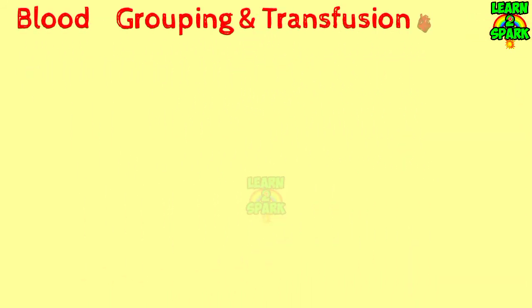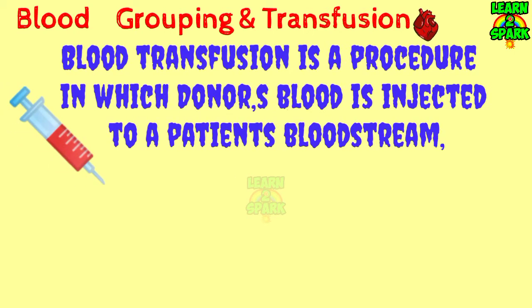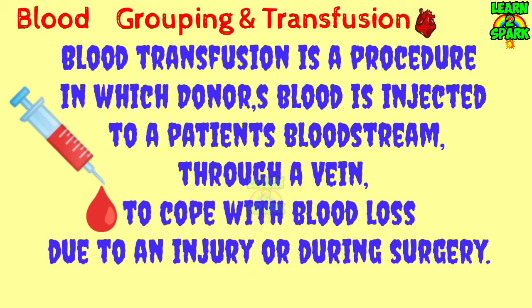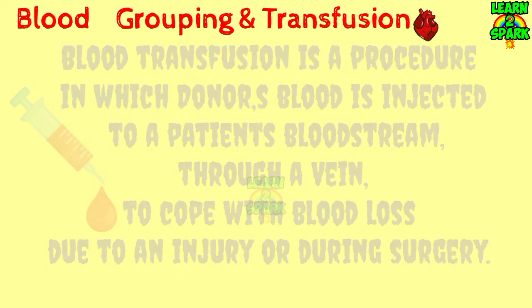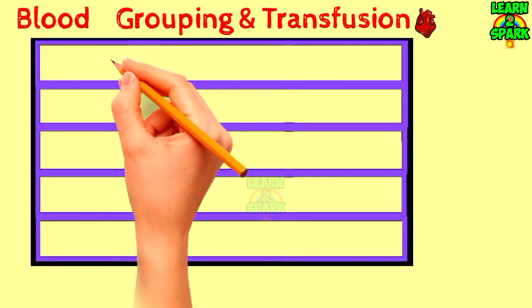Now let's get to know about blood grouping and blood transfusion. Blood transfusion is a procedure in which a donor's blood is injected into a patient's bloodstream through a vein to cope with blood loss due to an injury or during surgery. But for the transfusion, it is very essential to know the blood group of the patient. Let's see how blood grouping is done.